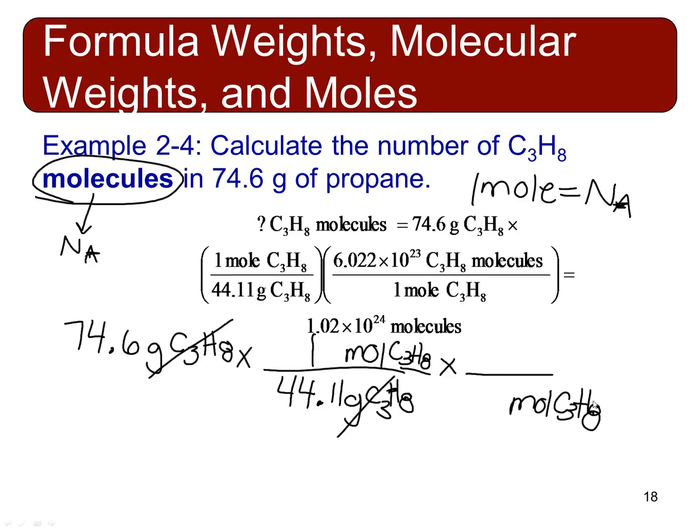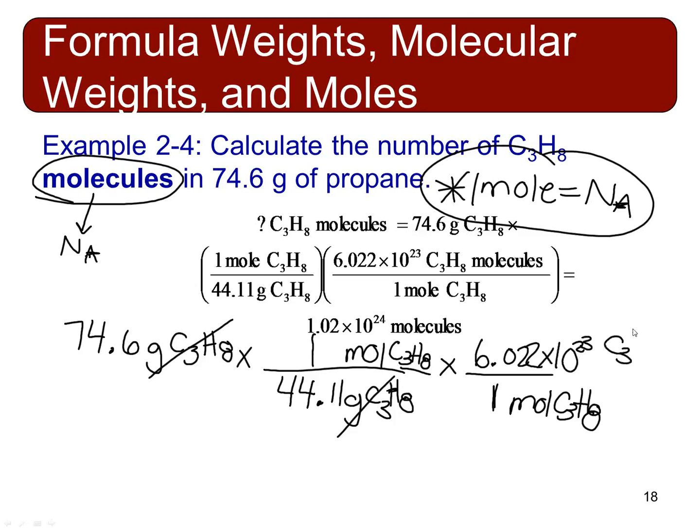So now we have to use this relationship, 1 mole equal to Avogadro's number. We know our 1 is going to go down here with our moles, and 1 mole is equal to 6.022 times 10 to the 23rd C3H8 molecules.